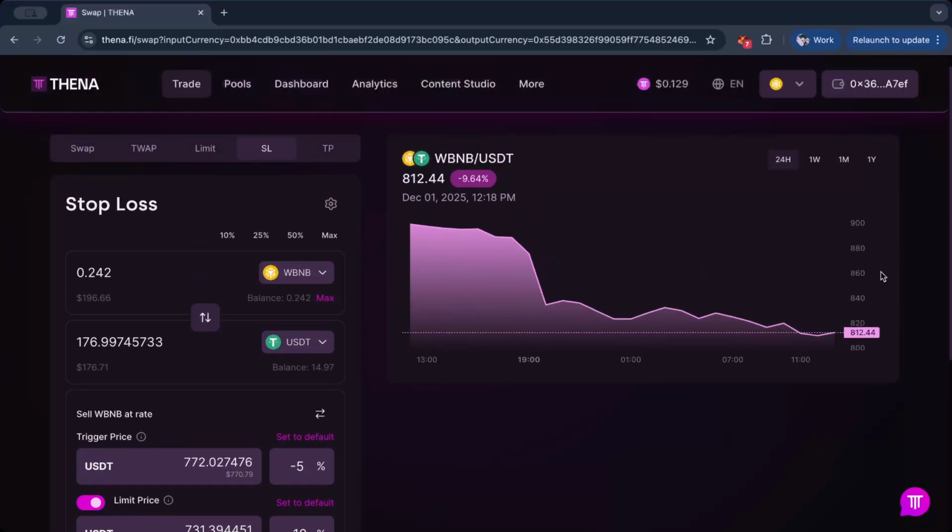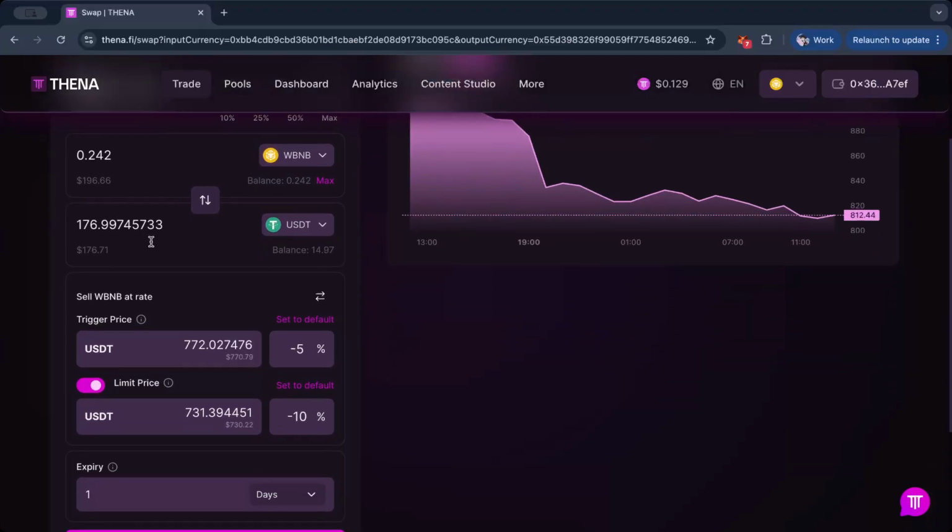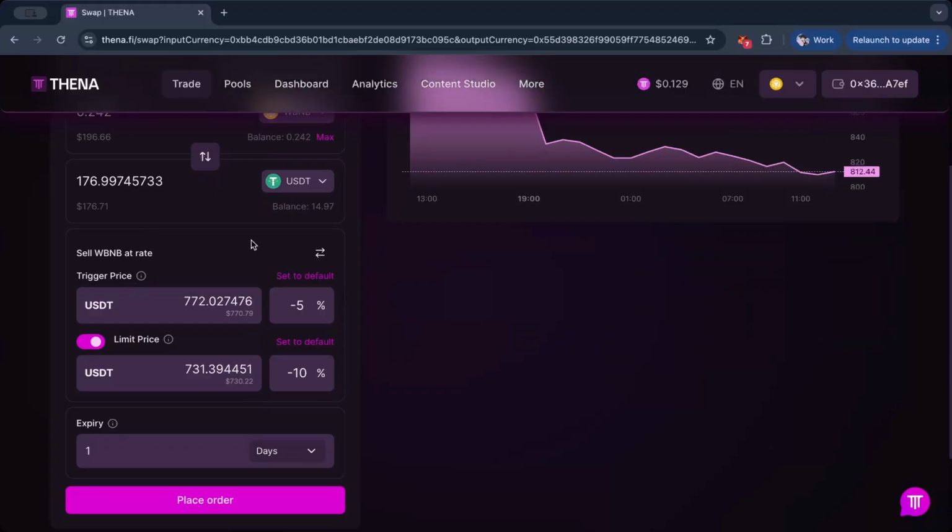You have the chart over here with the actual price of BNB, the current price, which is super important because you're actually going to need it when you configure your trigger and limit price. And that's what's new. So we go down to this window now. We have the sell wrapped BNB at rate. So we have a trigger price and a limit price.